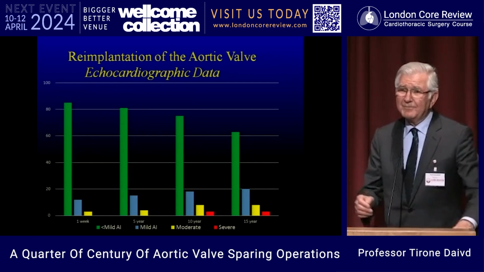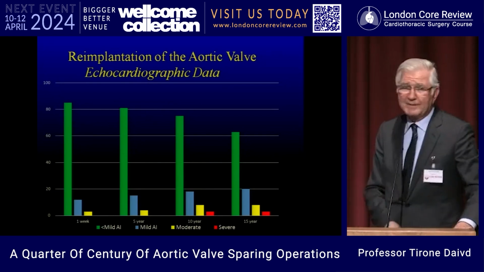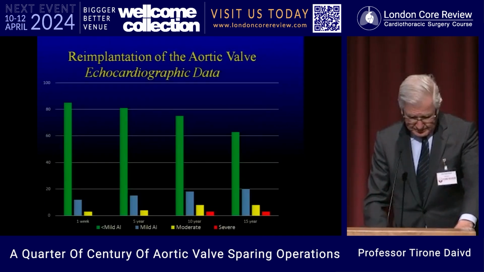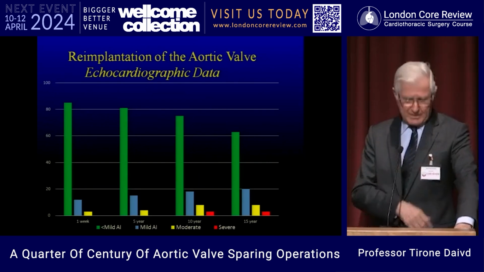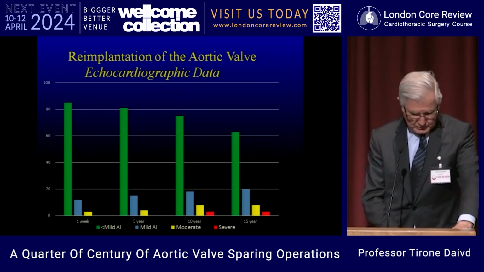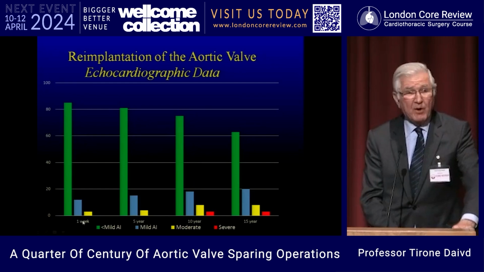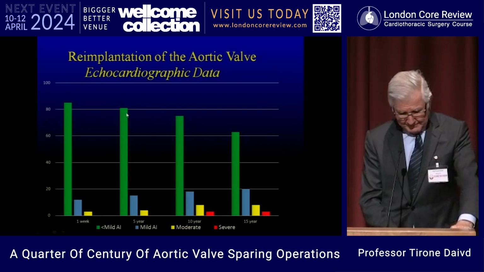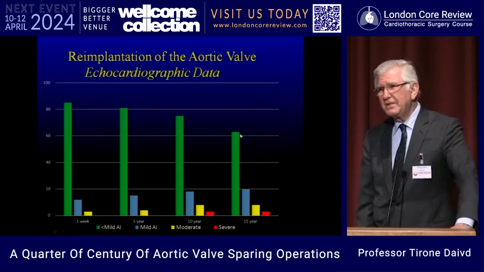It's going to fail. This valve won't last forever. And this is why I know that. The green means no AI or trace AI that can barely be seen at transthoracic echo. It started at 84% a week out, before they went home, as they all have an echo in Toronto before they go. All valve surgeons do. It dropped to 81, dropped to 76, dropped to 63% at 15 years.